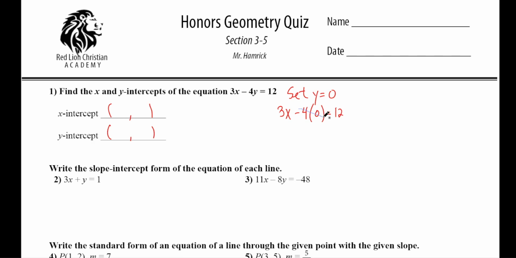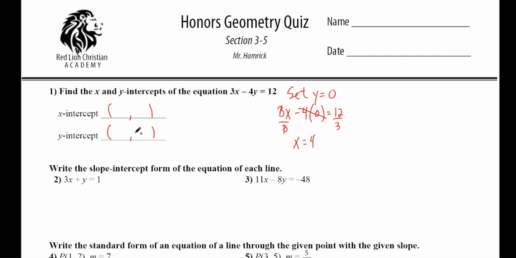What's that? That's 0. So it just goes away, doesn't it? All right? So what do I have to do now to solve for x? One little tiny, easy, simple step. Well, I divide this by 3 first, and then I do the 12 divided by 3. All right? What happens here? It cancels. What's x equal to? 4. Do I write my answer as x equals 4?